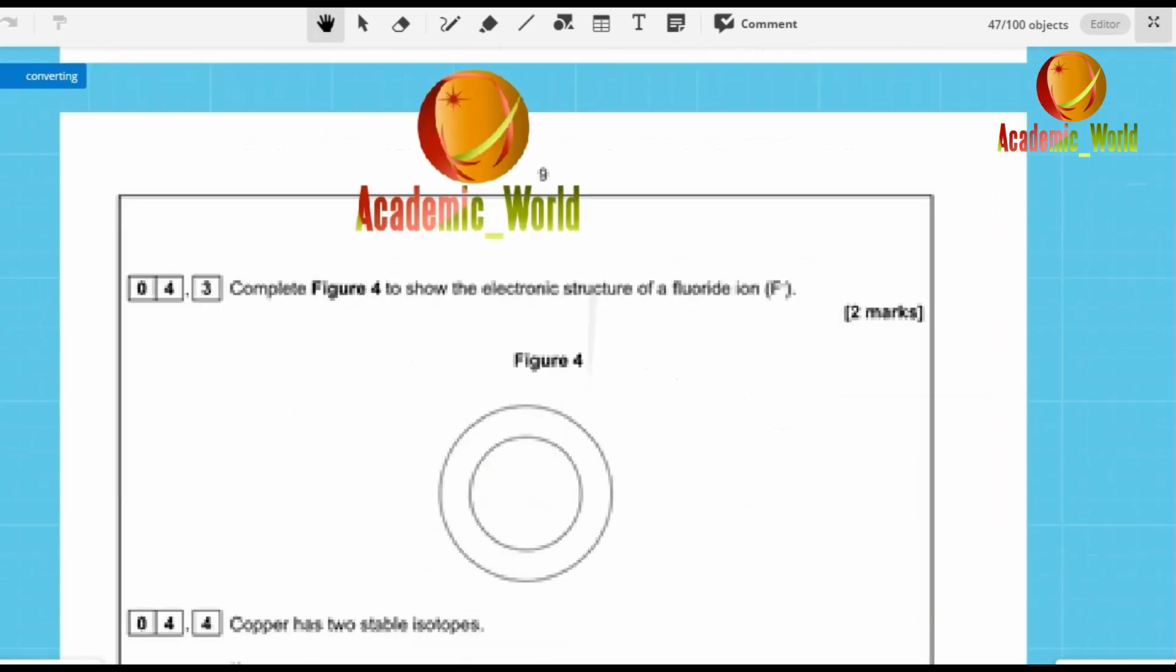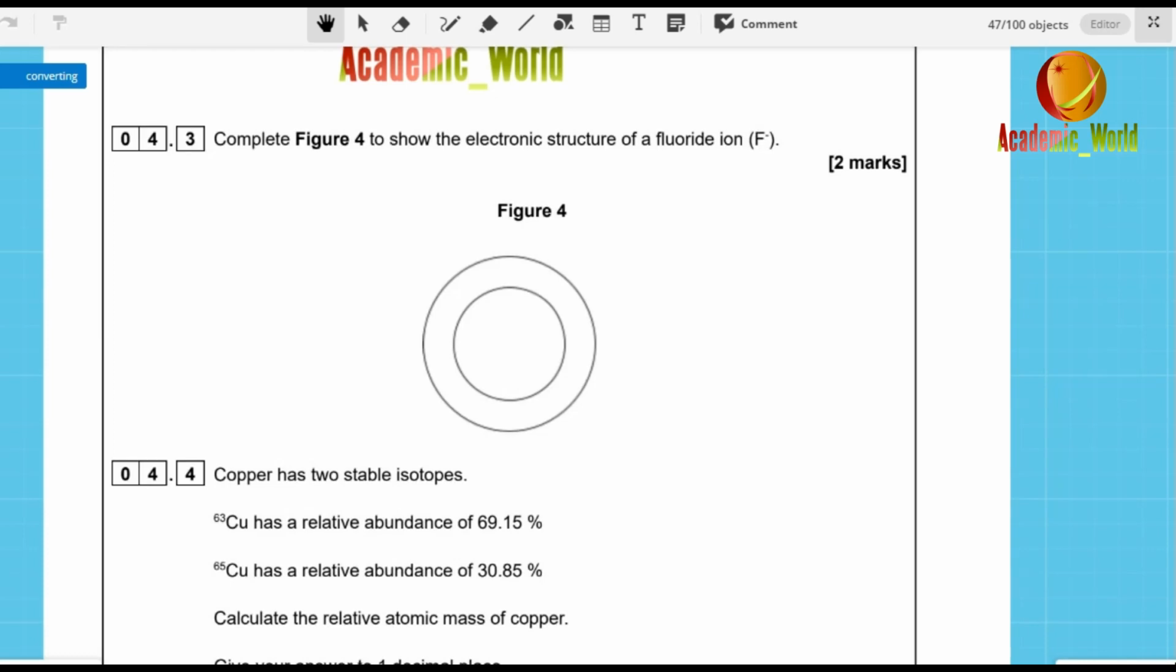Now the next one. Complete Fig 4 to show the electronic structure of the fluoride ion. It's easy. The 2 electrons are present in the inner shell, and for the fluoride ion, 8 electrons are present in the outermost shell.